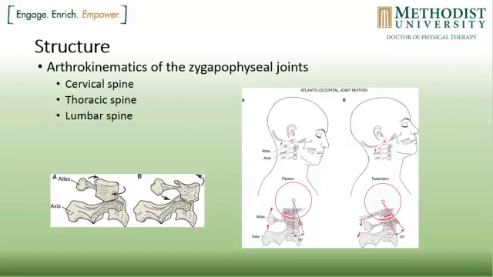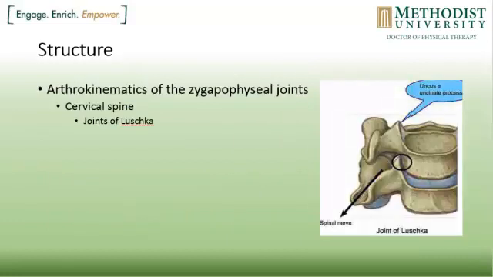The arthrokinematics of the spine can be very difficult to grasp, and again, this is something we're going to get into much more in the musculoskeletal content next year. But understanding the anatomy of the spine is the important part for this class.